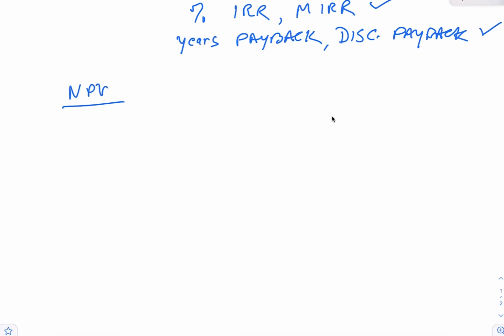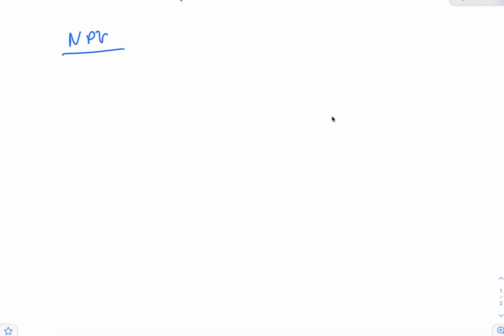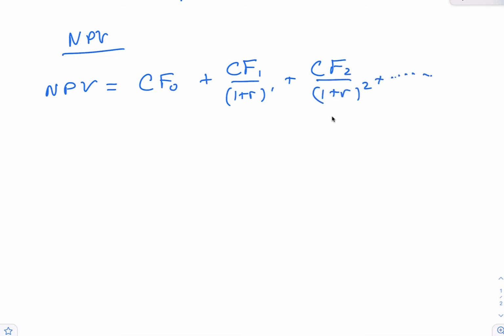And like I said before, you pretty much have seen this before. This should be relatively nothing new. Net present value, the formula looks like this. NPV, net present value, is cash flow at time zero plus the present value of cash flows in the future for however long they go out.